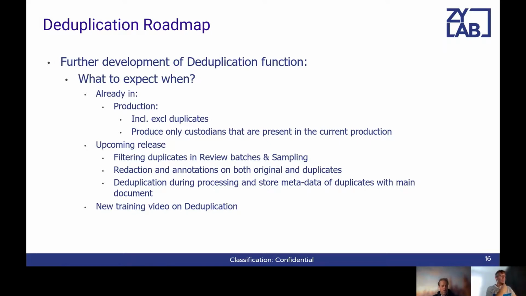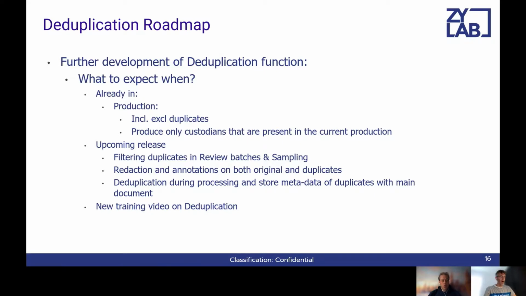Was released, I think, 2 weeks ago, and we are currently working on supporting deduplication in review batch and sampling as well. That will be released very shortly. So when you create a review batch or when you create a sample set, you can choose whether you want to include or exclude duplicate documents or duplicate families.